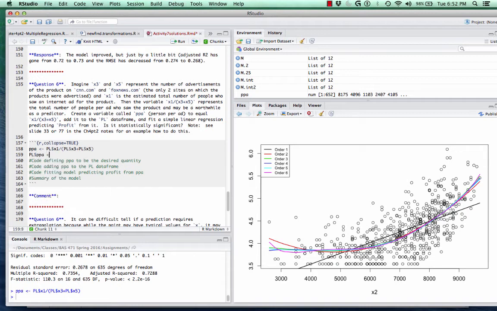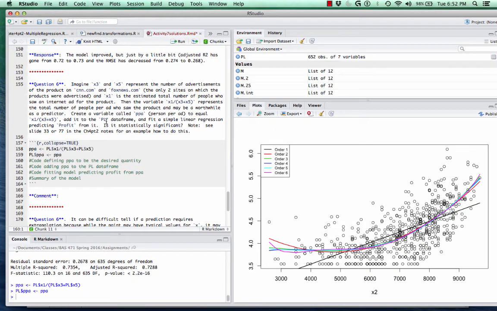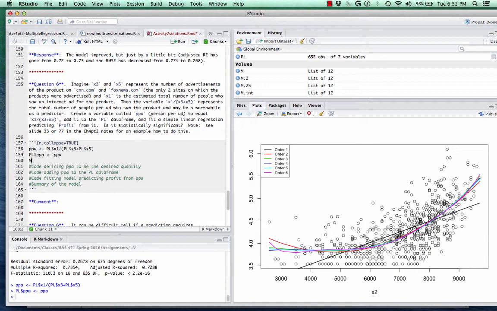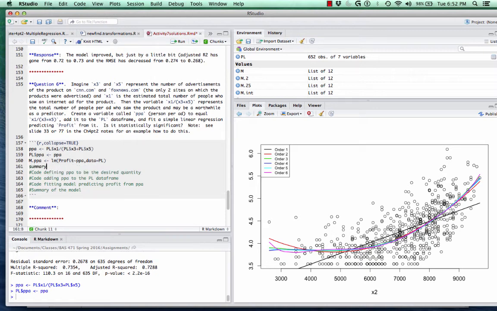Why not just call it PPA here? So we'll set the PPA column of the PL data frame just to be equal to this vector we just created. And now we're going to fit a simple linear regression predicting profit from it. So I'll call that M PPA, lm(profit ~ PPA, data = PL). And let's look at a summary of it.